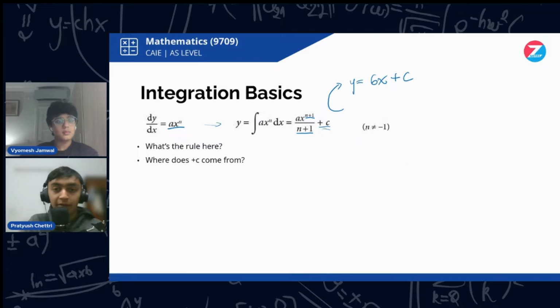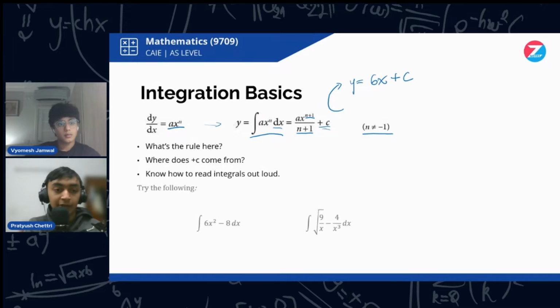Okay. And a little thing to note here, this works for any rational power of n other than -1. There's a special rule for -1 that we don't learn at AS level. Oh, and it's good practice to know how to read integrals out loud. I would read this as integrate a times x to the power n with respect to x. With respect to, just a handy little thing to know if you want to read stuff out in the classroom.